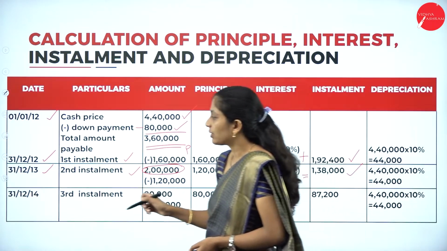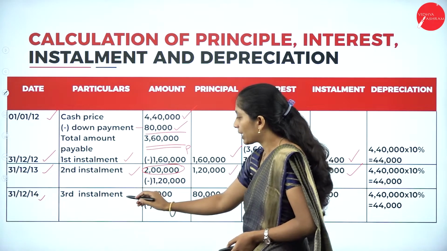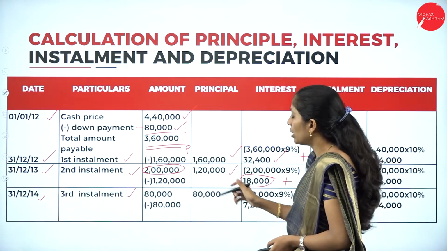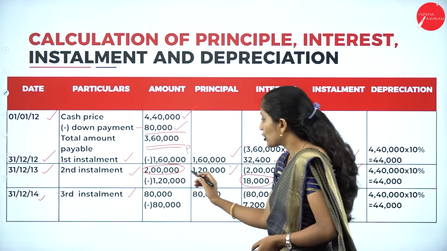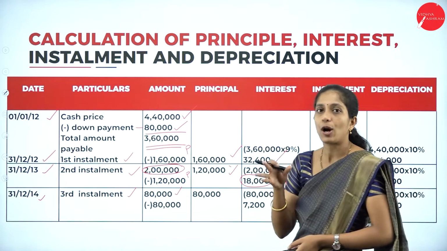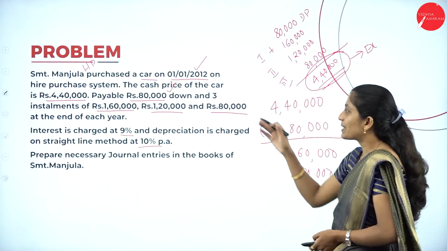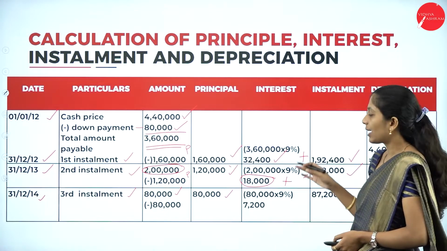Now come to the third year, 31st/12/2014. Now we are going to make the third installment. What is the amount payable in the third year? It was 2 lakh, out of which we have paid 1,20,000. So minus that principal amount, we'll get 80,000 as the amount payable in the third year. Now we know the principal they have paid is 80,000. So write that amount. Next come to the interest.